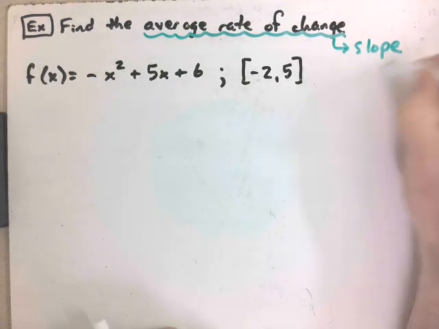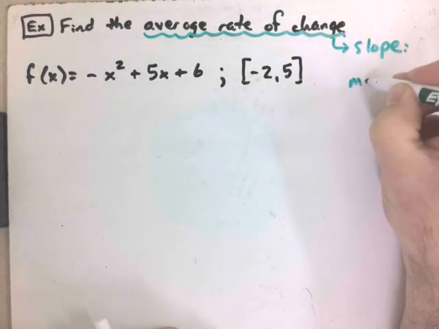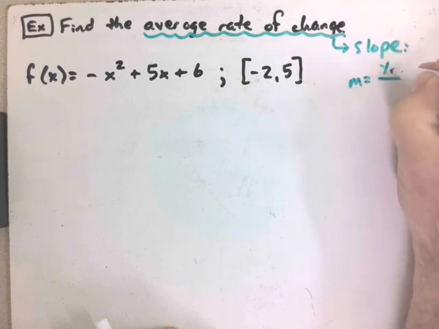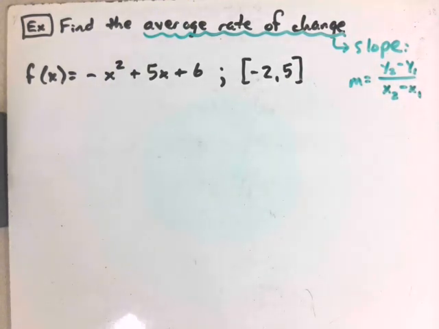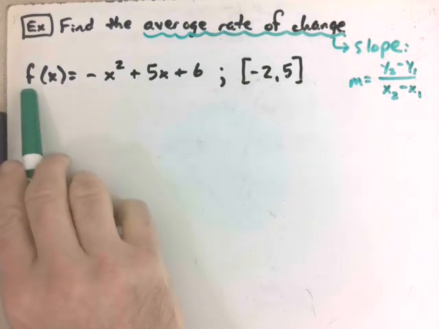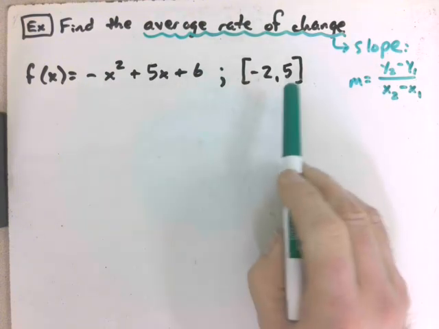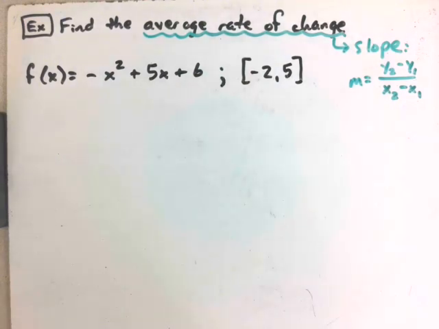We have a formula for slope: y2 minus y1 over x2 minus x1. We just need 2 points. We plug them into the formula, and then we have the slope or the average rate of change. In this problem, they did not give us 2 points. What they did do is they gave us an equation, and then they gave us an interval.